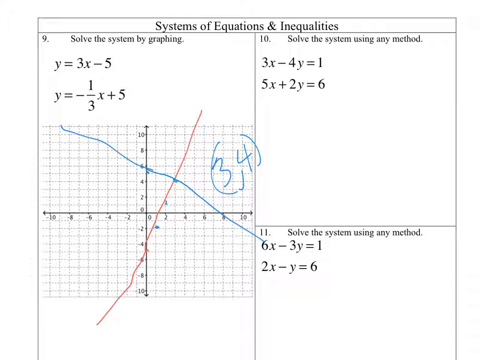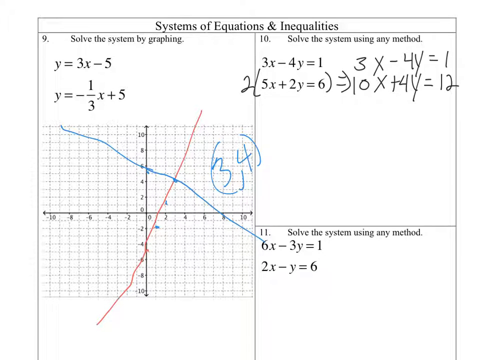Number 10, solving using any method. I noticed that nothing here is easily solved, but if I multiply the bottom equation by 2, I get 10x plus 4y is equal to 12. And on top I've got 3x minus 4y is equal to 1. If I add these two equations, I get 13x equals 13. I can eliminate my y's pretty easily. That means that x is equal to 1.